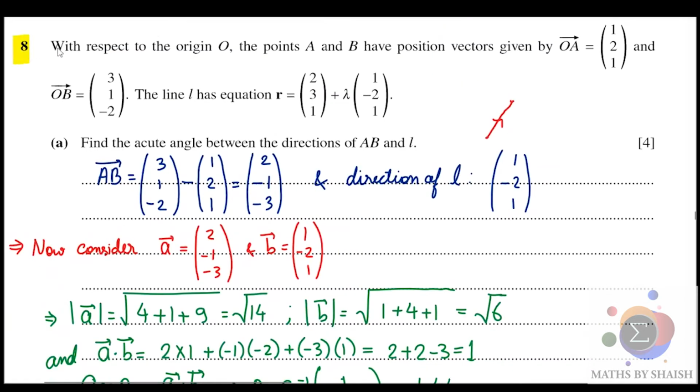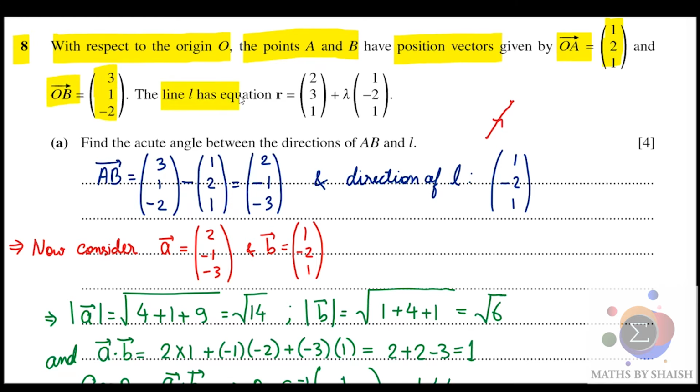For the 8th question, with respect to the origin O, the points A and B have position vectors given by OA as (1, 2, 1), OB as (3, 1, -2). The line L has equation r equals (2, 3, 1) plus lambda times (1, -2, 1). And the first part is find the acute angle between the direction of AB and L.